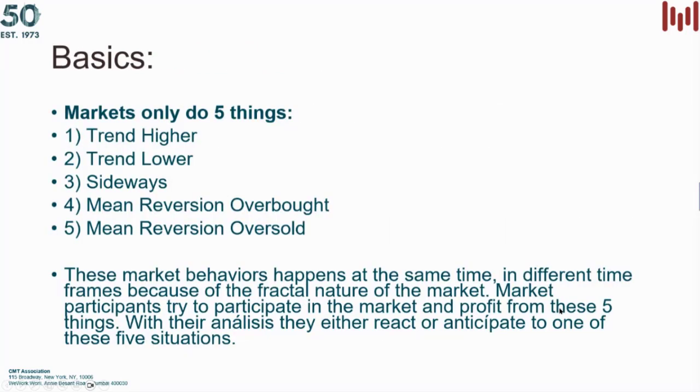Before we get into that, the basics. What we're going to talk about here is that markets, whatever the market, are going to do 5 things. Markets trend higher, trend lower, and move sideways. You're going to get mean reversion when we're overbought, and mean reversion when we're oversold.